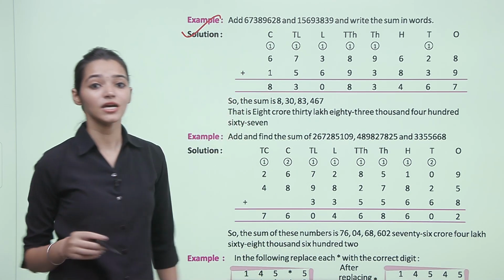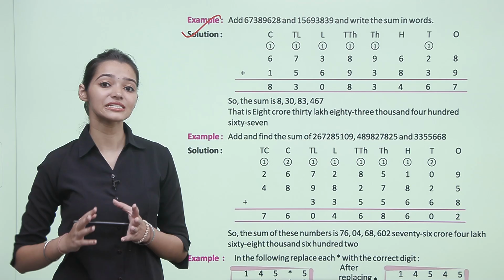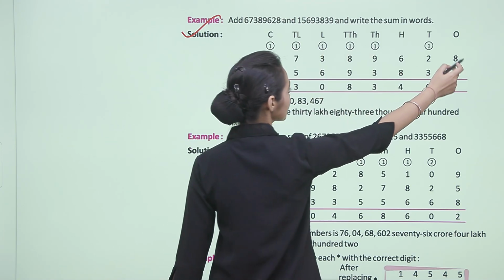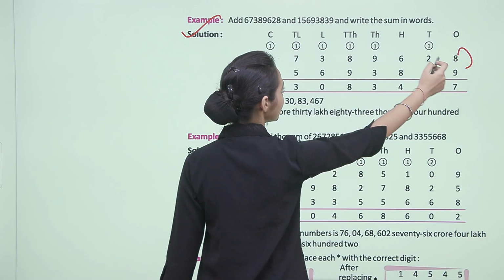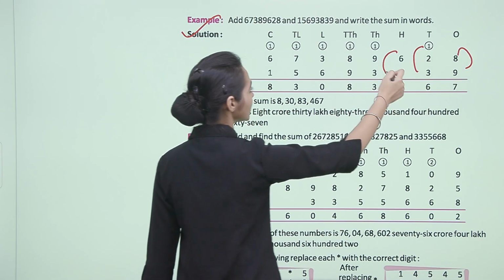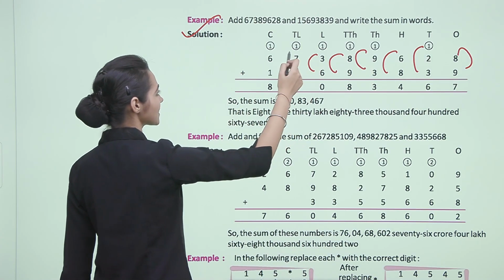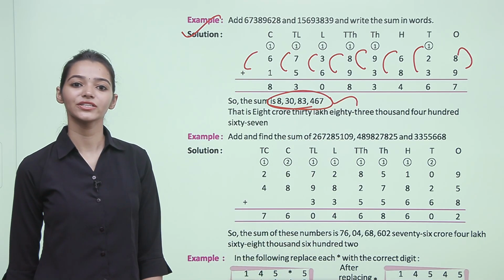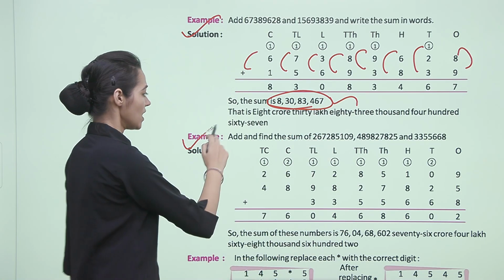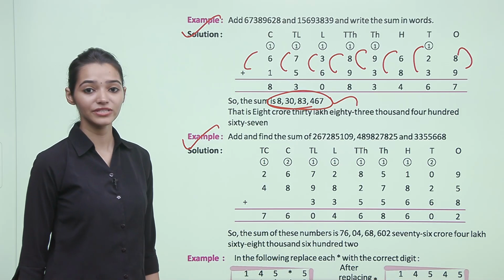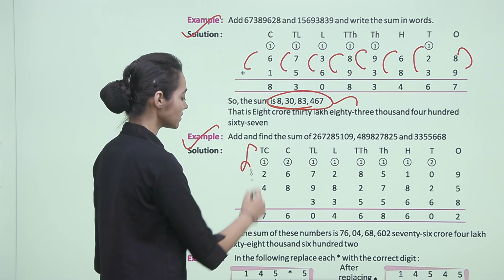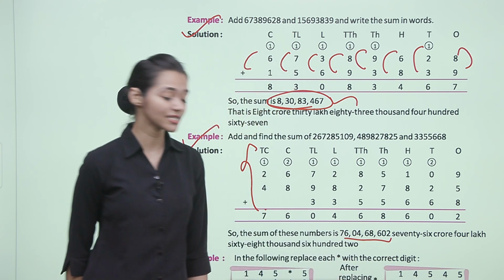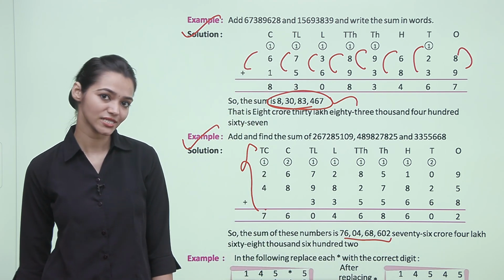Now in the next one, we have to add these numbers and write the sums in words. When we add these digits, it becomes 8 plus 9, that is 17, then carry over, then again adding the hundreds, thousand, 10,000, lakh, 10 lakh and crore, and this is our sum, that is 8 crore 30 lakh 83,467. Now in the next one, we have to find the sum of these numbers. So after adding all the respective columns, the sum that we get is 76 crore 4 lakh 68,602.